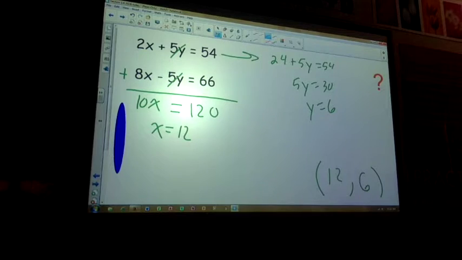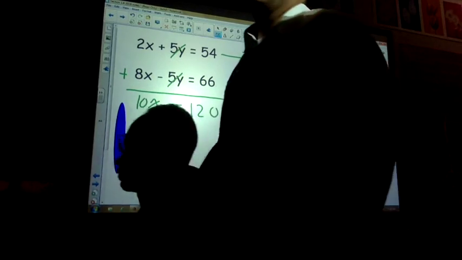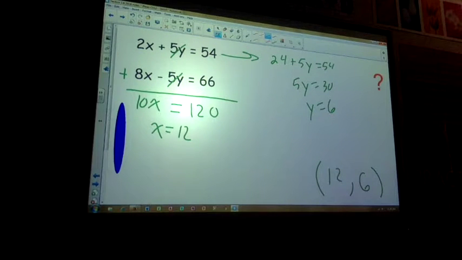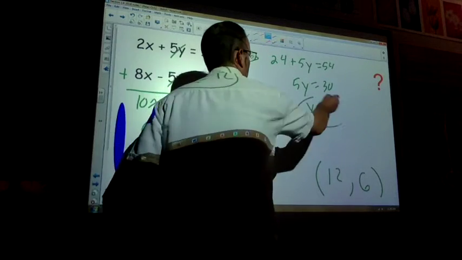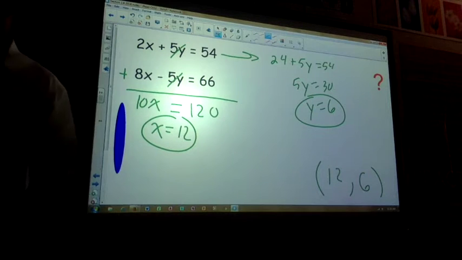So if we had graphed these, they would have intersected at (12, 6). Could we have done it another way? Absolutely. Yeah? On the test, would we have to write it in coordinate form? We'd probably take it as coordinate form. If you had this and this written like that, I'm going to search for it and find it. What I'd prefer to do is just see (12, 6) right away.